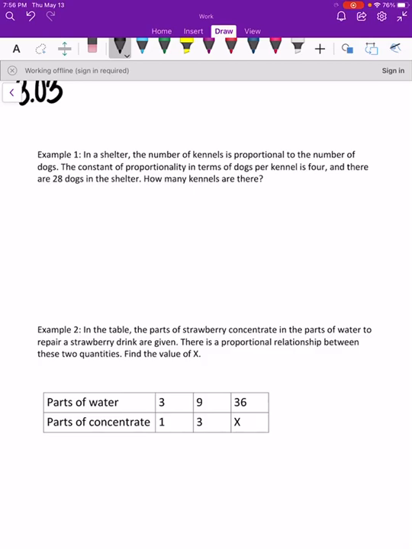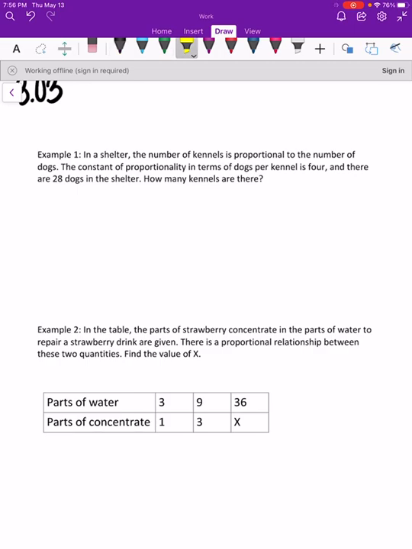Example 1 says, in a shelter, the number of kennels is proportional to the number of dogs. The constant of proportionality in terms of dogs per kennel is 4, and there are 28 dogs in the shelter. How many kennels are there?